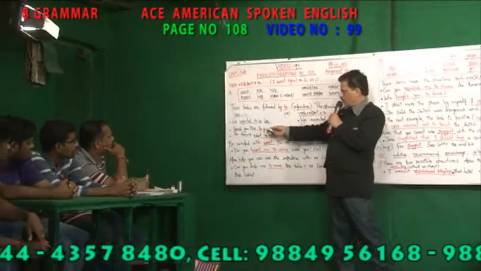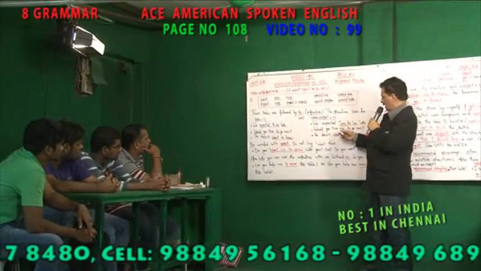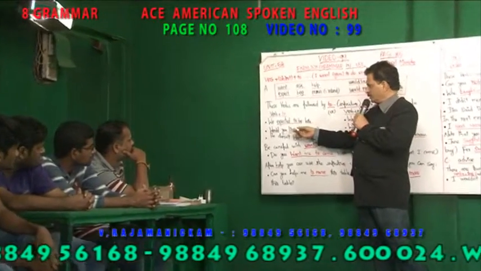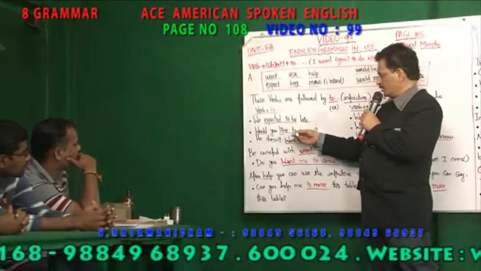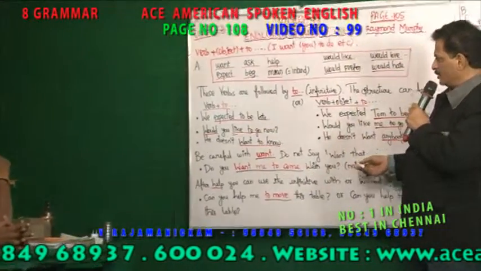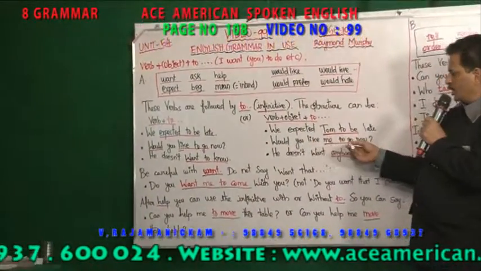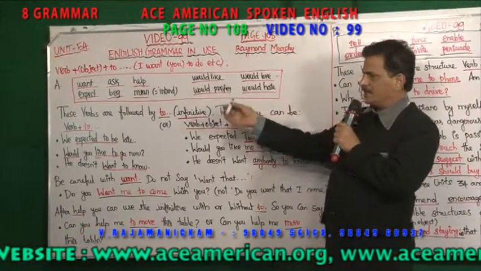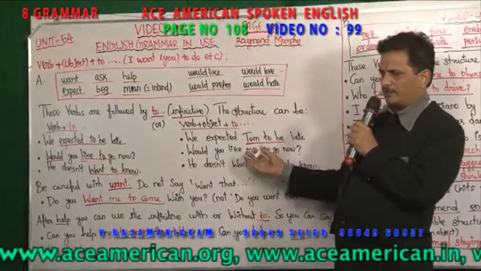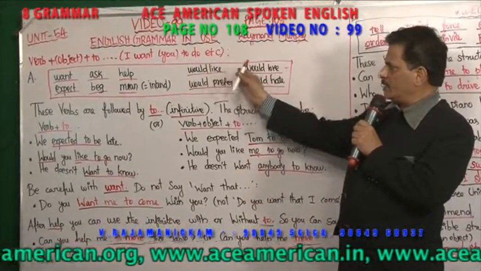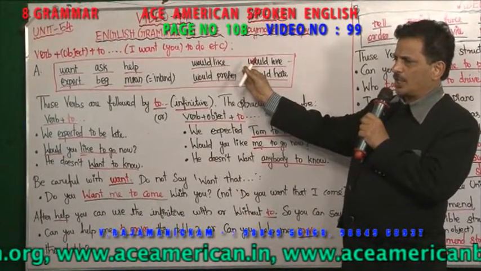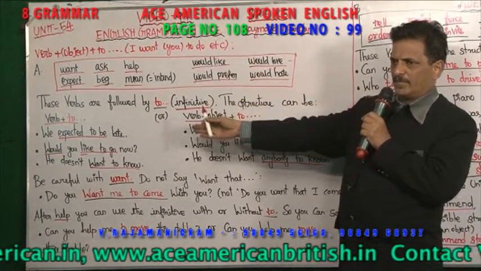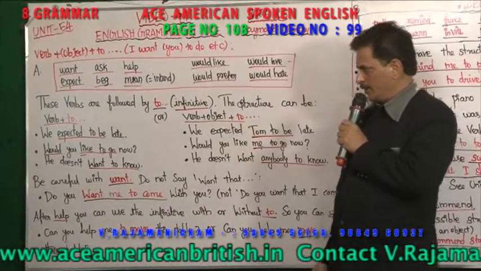So here, would you like to go now? Would you like me to go now? After would you like, you're using an infinitive, to go. Or you can use an object: would you like me to go now? It can take an object, it may not take an object. All these verbs may take an object and infinitive, or sometimes may not take an object, but can be used with an infinitive: to go, to come, to write.